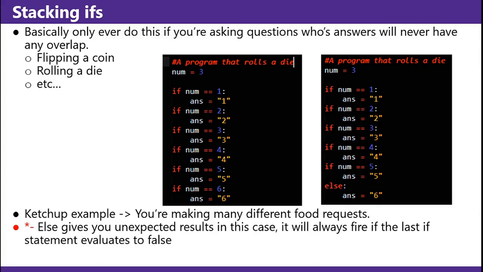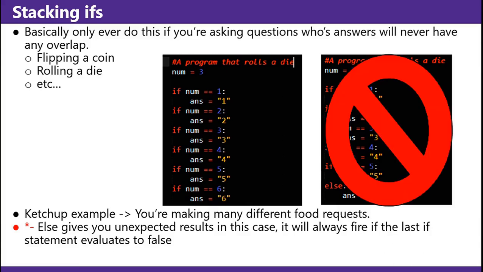The else in this program on the right here gives you unexpected results, as in this case, it will always fire if the statement evaluates to false, meaning, on the right example, if the number isn't 5, the answer will always be string 6. So code the way on the left.